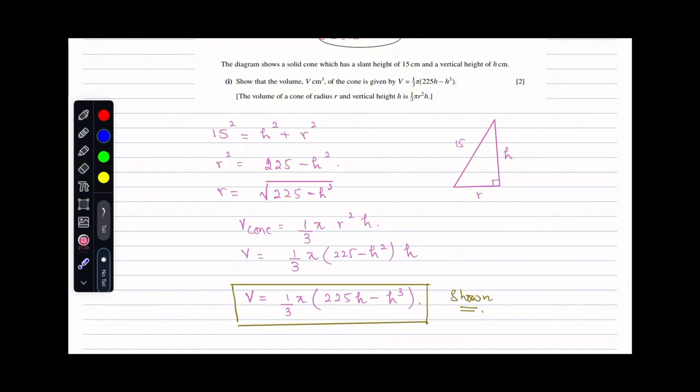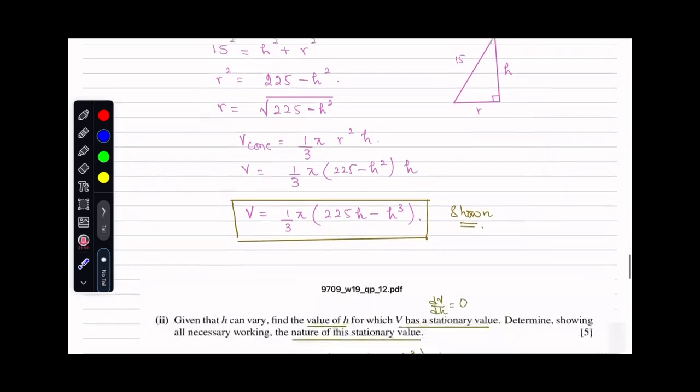So in the volume of the cone, it's 1 by 3 pi r square h. So volume then shall be equal to 1 by 3 pi, r square substituted as 225 minus h square, and then multiplied by h. So the volume becomes 1 by 3 pi times 225 h minus h cube, and this is what the question has asked us to show, and this is shown here. Let's move to the next part of the question.